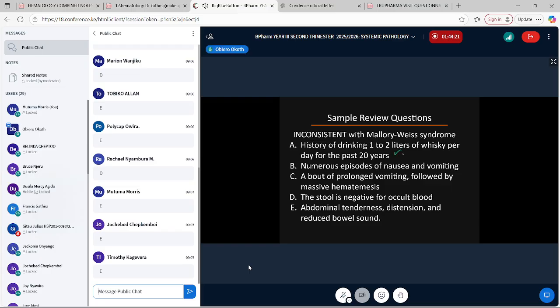This one we said alcohol, prolonged vomiting, hematemesis. Now, Wanjiku and Nyambura, D is consistent with Mallory-Weiss because you only get occult blood in stool if the bleeding is occurring past the stomach. So anything occurring in the esophagus and in the stomach, you rarely get blood or blood products filtering into the stool. So sorry, D is consistent with Mallory-Weiss. This is more like intestinal obstruction, and you don't find this with Mallory-Weiss. So E is inconsistent with Mallory-Weiss.